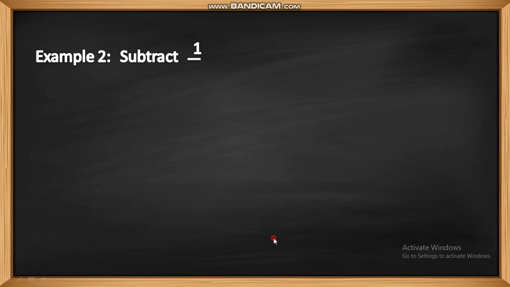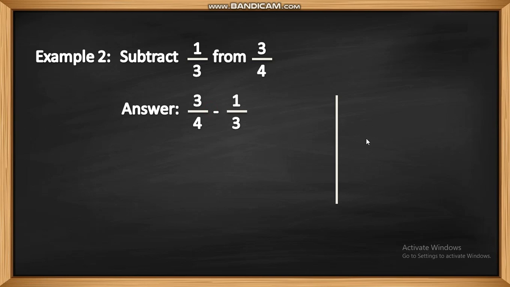Subtract 1 by 3 from 3 by 4. Answer. Here the denominators are different. I told you to write this at first, 3 by 4 minus 1 by 3. Now write the equal fractions of the one which has the smaller denominator, 1 by 3. 1 by 3 is equal to 2 by 6, that's equal to 3 by 9, that's equal to 4 by 12.